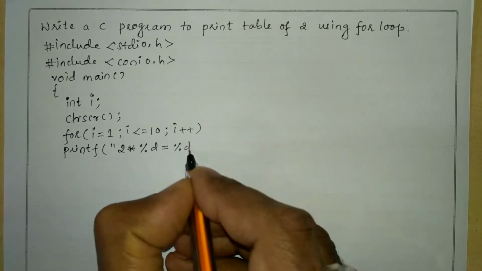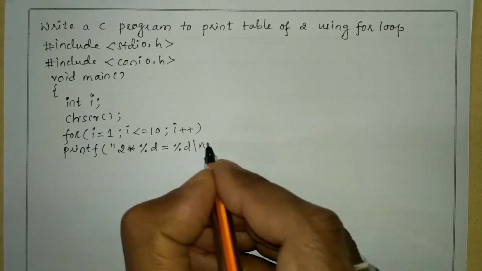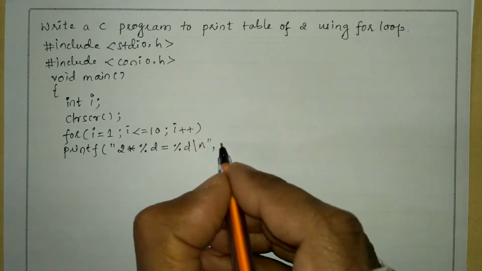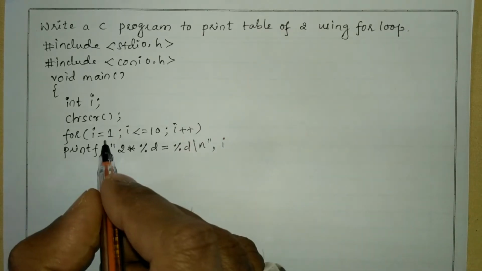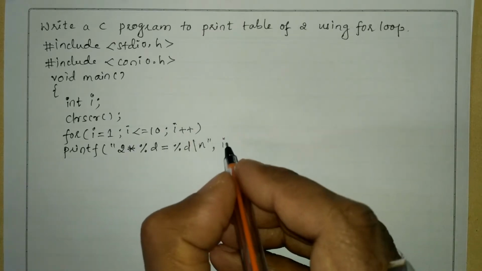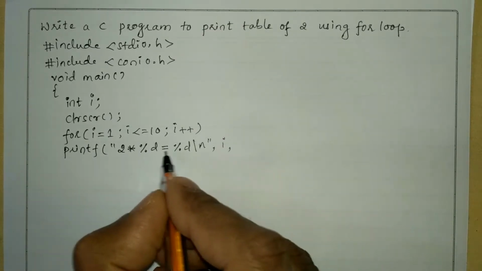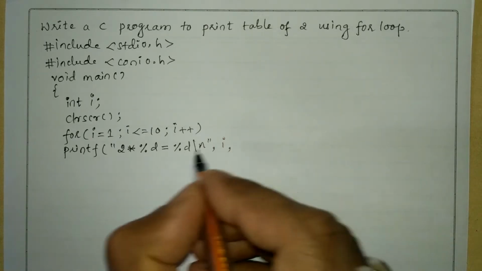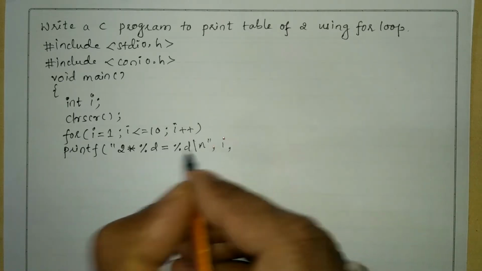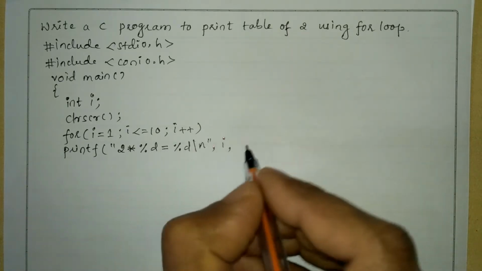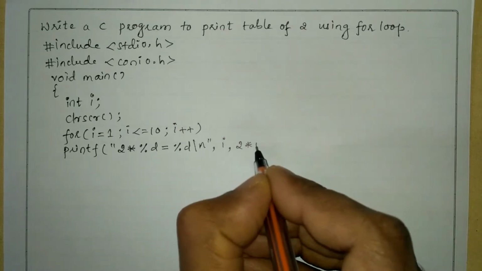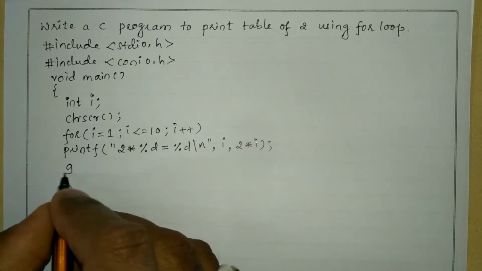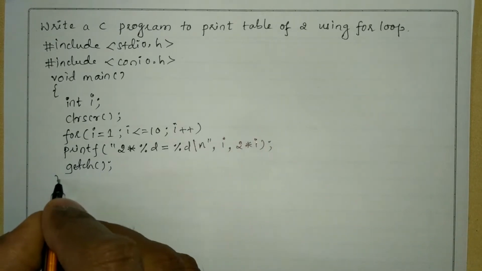Next I'll write one more format specifier %d \n and end the double quotation mark, and now we'll put comma. This %d is associated with the value i, so every time it is going to increment by 1. Now I'm going to put comma. Next, after equal to, I have got one more format specifier %d. So I want to show the result, that is 2 into 1 is equal to 2, 2 into 2 is equal to 4. In the same way, here I'm going to write 2 * i, and then I'm going to put semicolon. Here I'm going to write getch function and curly closing brace.